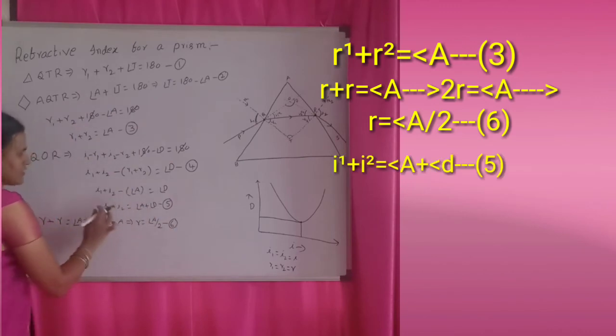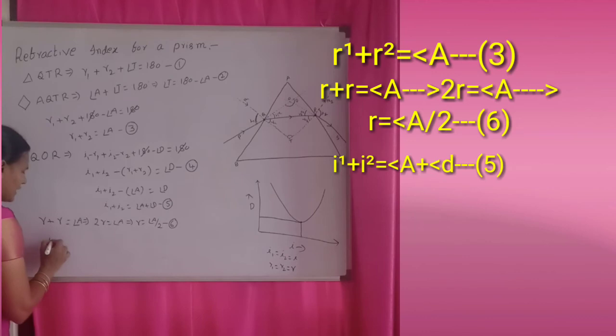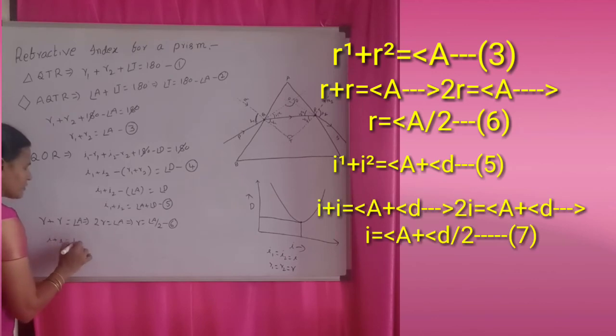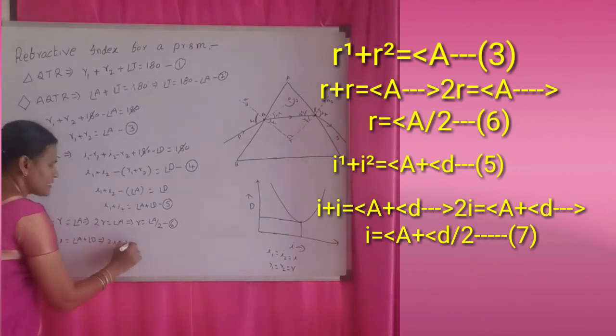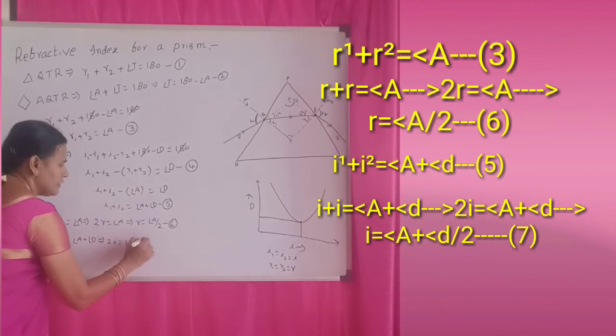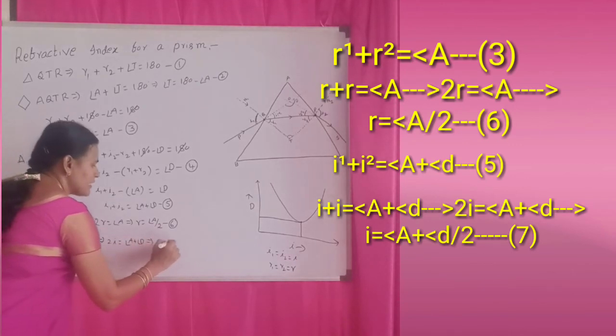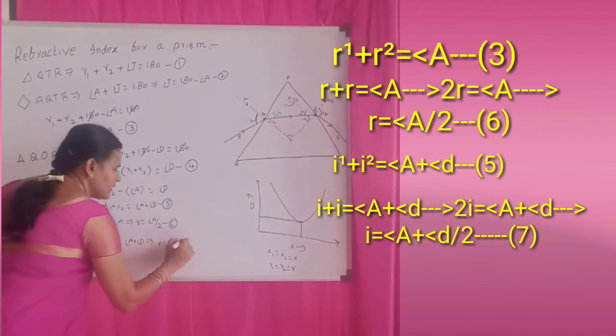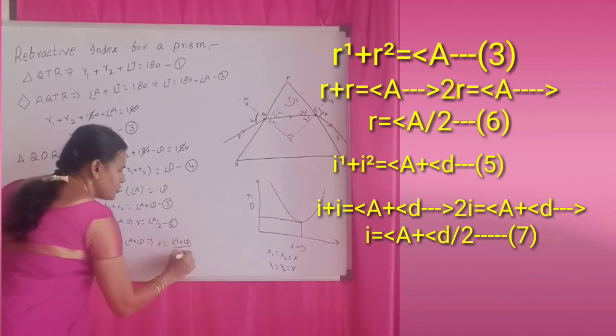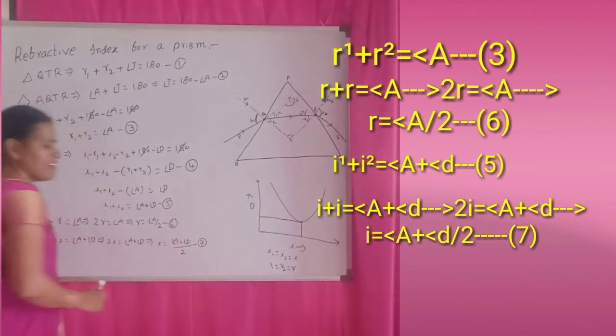And next, in the fifth equation, I1 is I plus I2 is I, it is equal to A plus capital D. So I plus I means 2I, it is equal to angle A plus angle D. So we will get I is equal to angle A plus angle D by 2. So it is the seventh equation.